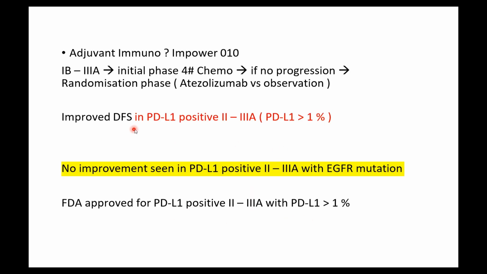So adjuvant immunotherapy in IMpower010, stage 1B to 3A, again stage 2 was included. So patients received adjuvant 4 cycles chemo, and if there was no progression after chemo, they were randomized to atezolizumab versus observation. There was improved DFS in patients with a PDL1 composite score more than 1%. There was no improvement in patients with EGFR mutation.